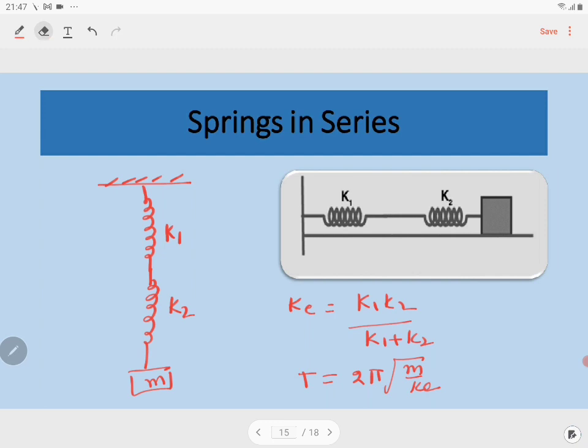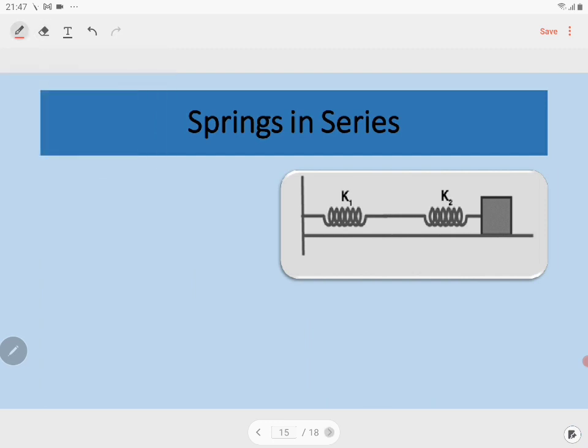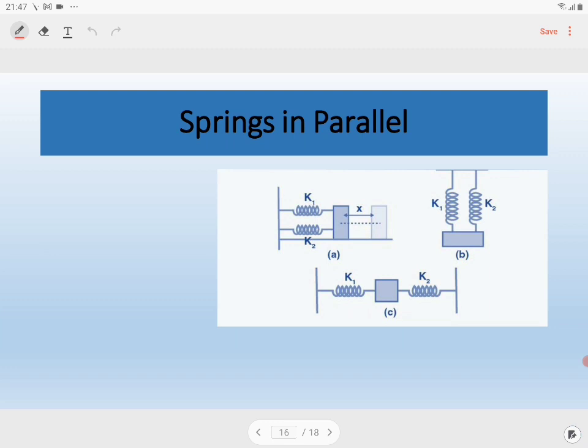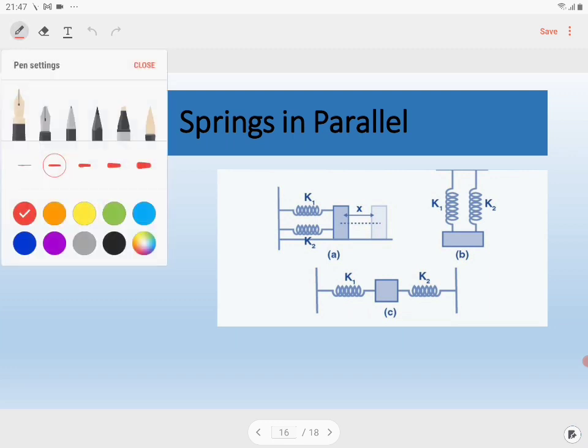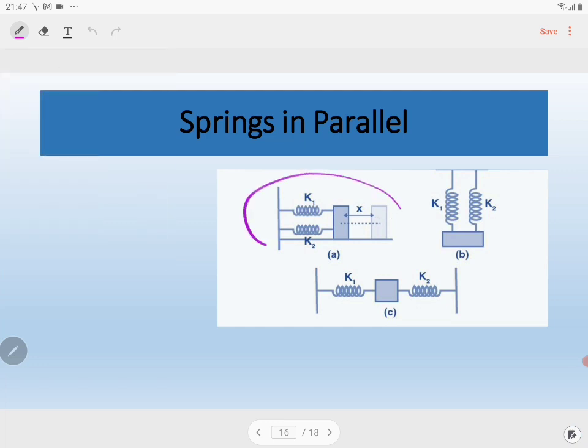Now, how do we get the formula when springs are connected in parallel? This is how springs are connected in parallel. When springs are connected in parallel, see here, these two springs are in parallel. Even these two springs are also in parallel, remember.